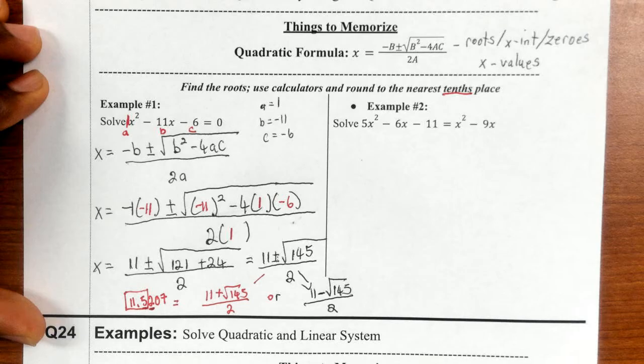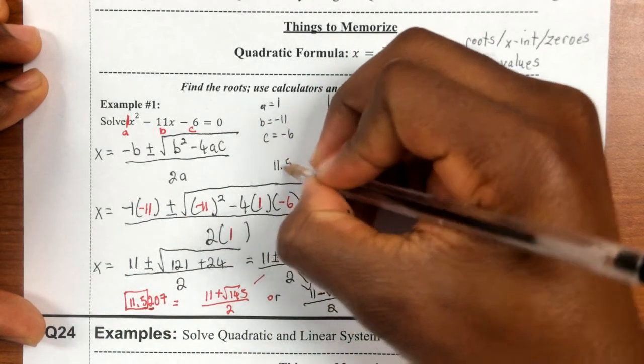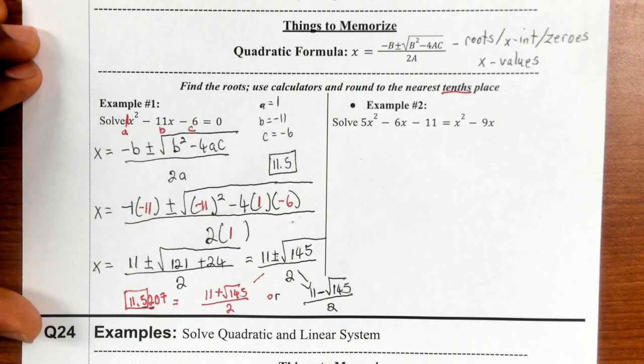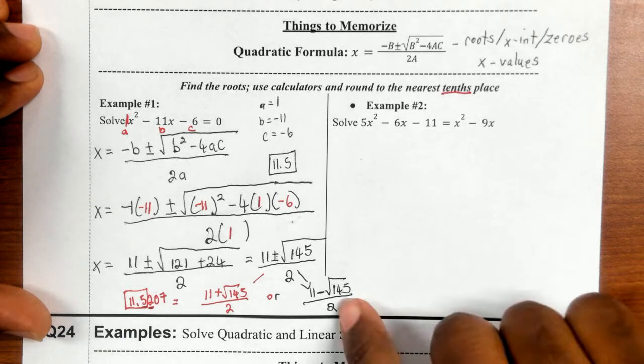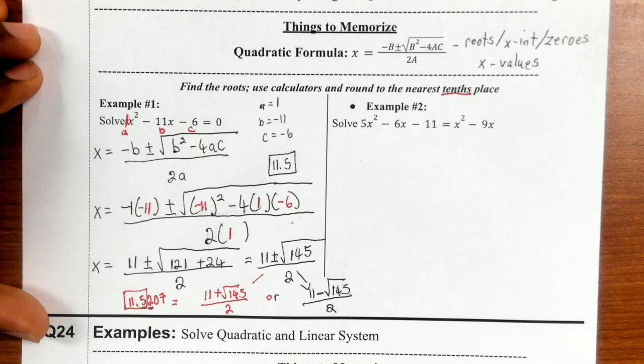So one of our answers is 11.5. Now let's get our next answer. I would now calculate this right here, 11 minus square root of 145 divided by 2.